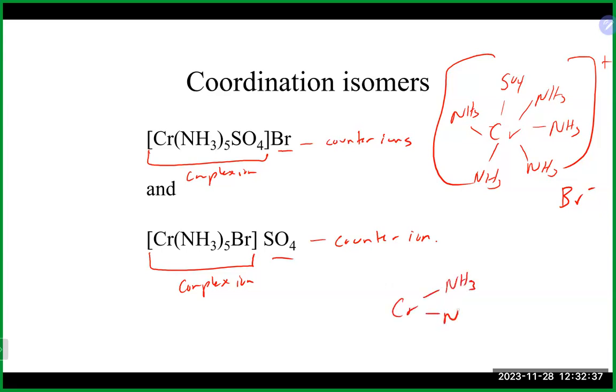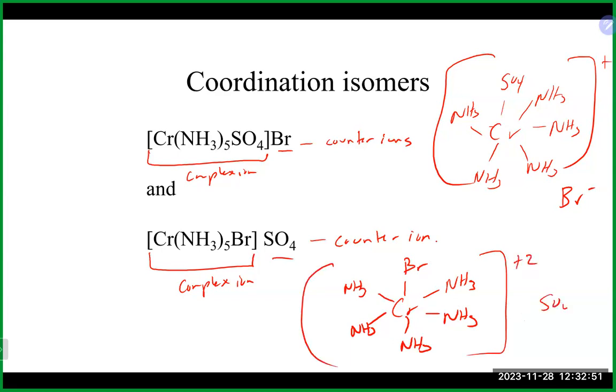is still our 5 NH3s. But we actually have bromine directly attached there, which would give us a +2 overall charge. And our sulfate in this case is the counter ion. So these are what are referred to as coordination isomers. They differ by really what's the counter ion and what's attached to the complex ion in this particular case. Any questions on that there?